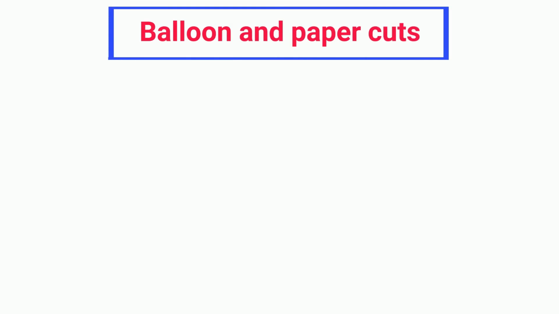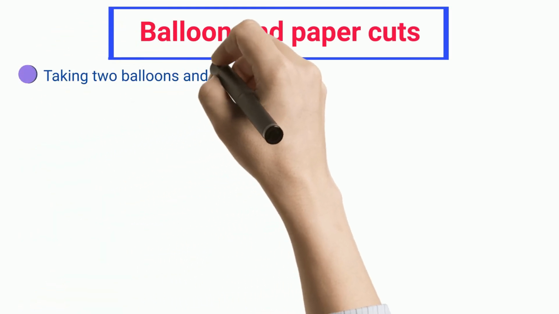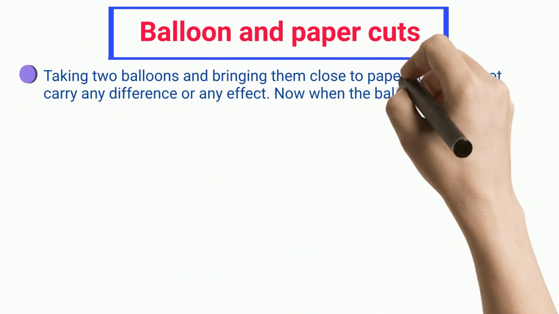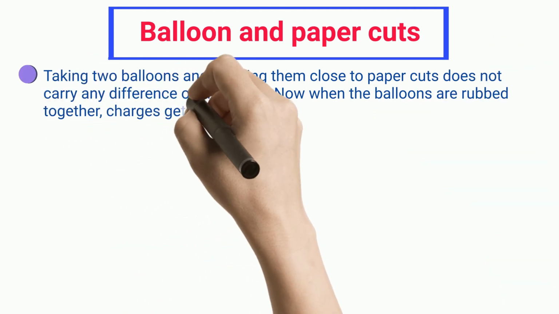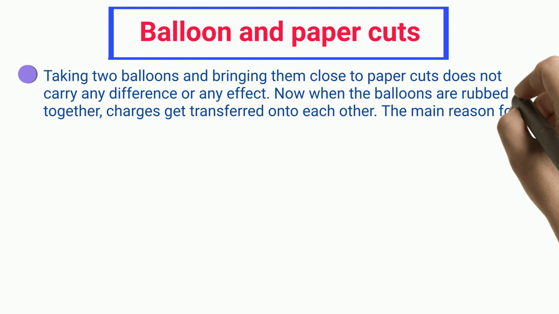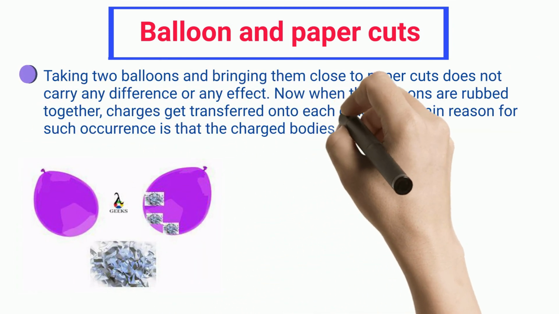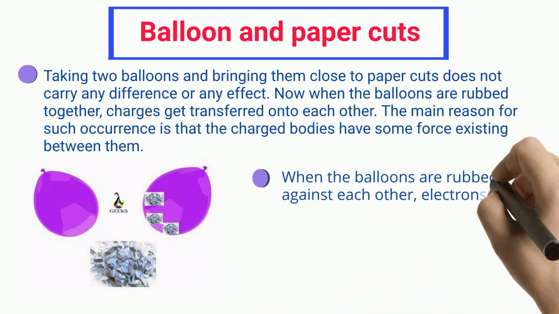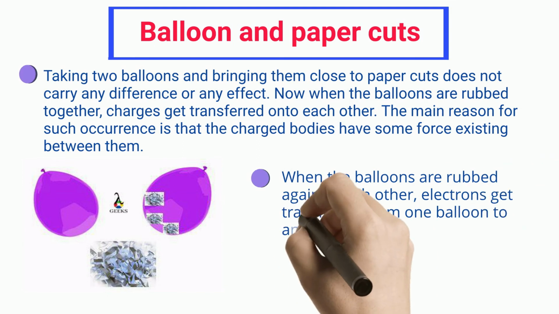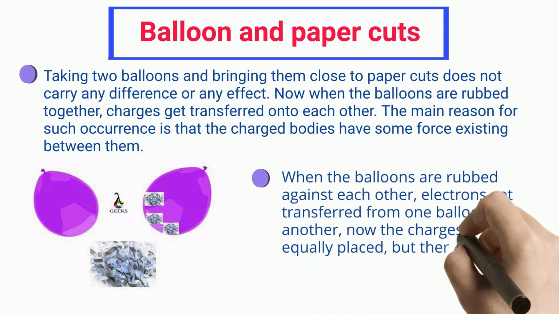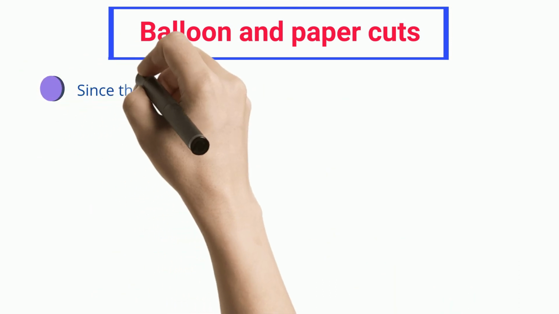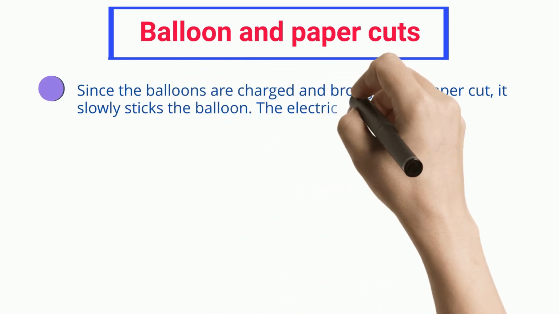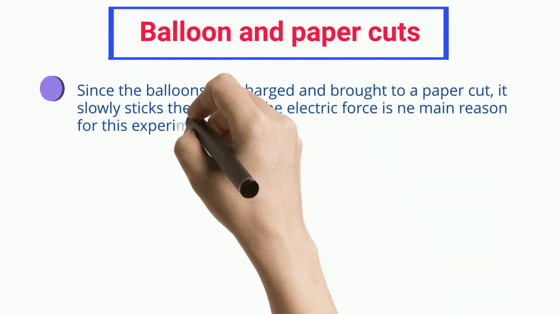Balloon and paper cuts. Taking two balloons and bringing them close to paper cuts does not carry any difference or any effect. Now when the balloons are rubbed together, charges get transferred onto each other. The main reason for such occurrence is that the charged bodies have some force existing between them. When the balloons are rubbed against each other, electrons get transferred from one balloon to another. Now the charges are equally placed, but there is also an imbalance. Since the balloons are charged and brought to a paper cut, it slowly sticks to the balloon. The electric force is the main reason for this experiment to be proved.